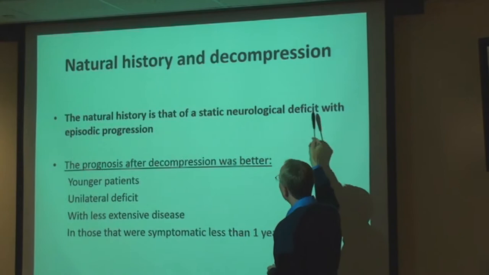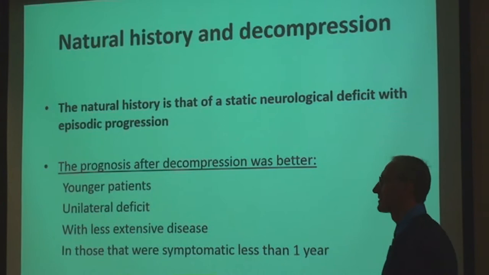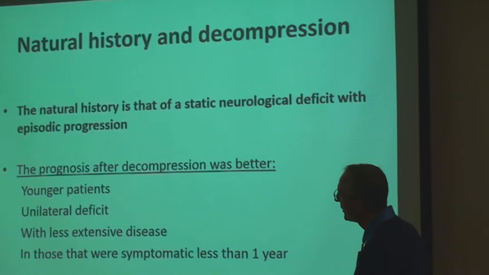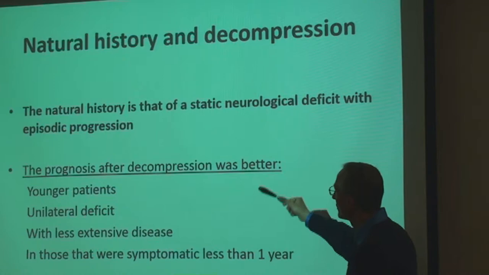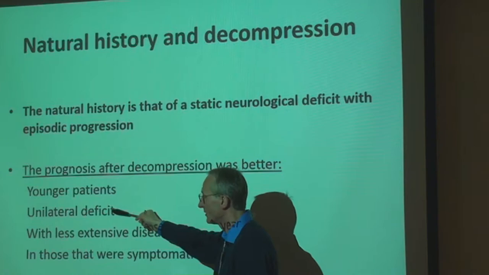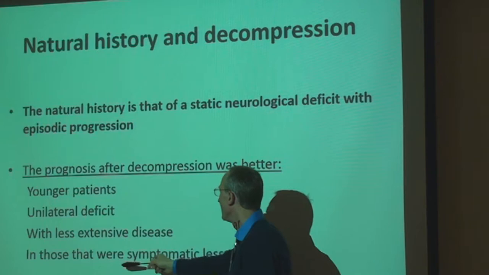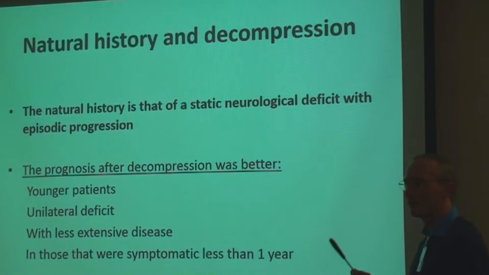So the natural history of this disease is certainly different from radiculopathy, and that's why the primary goal of management is surgical decompression. And surgical decompression is much more efficient when the patient is younger, when the deficit is restricted to a certain segment, so a unilateral deficit, for example, and in those patients when the symptoms are shorter. So everything that is lost from the function of the spinal cord is sort of lost forever.